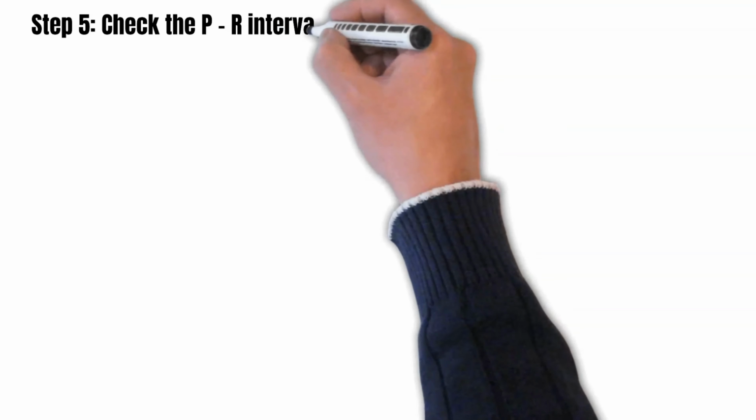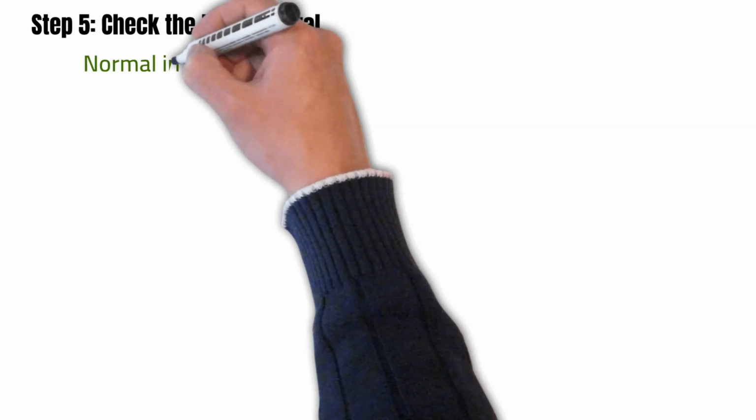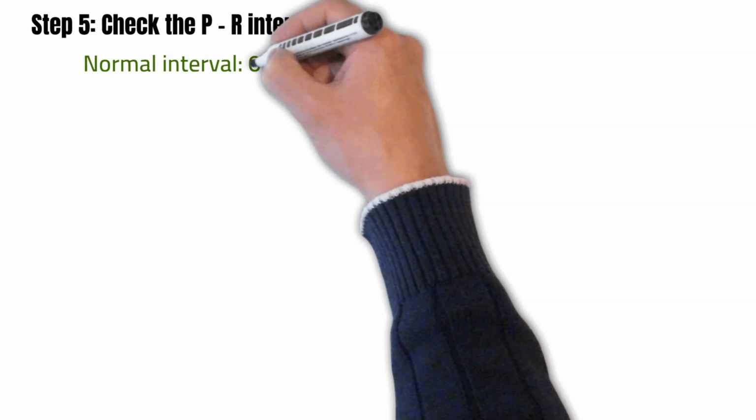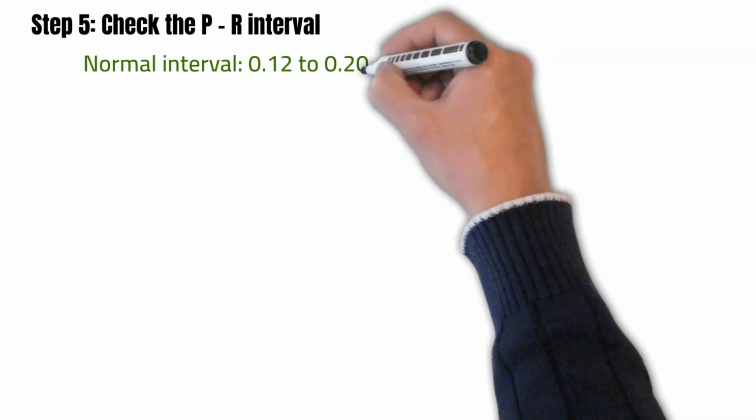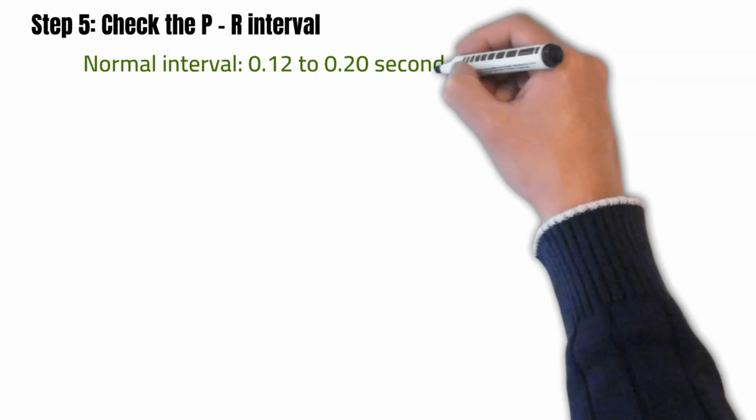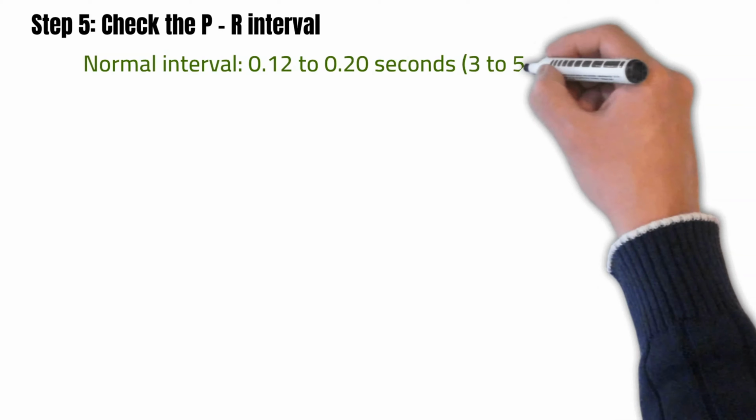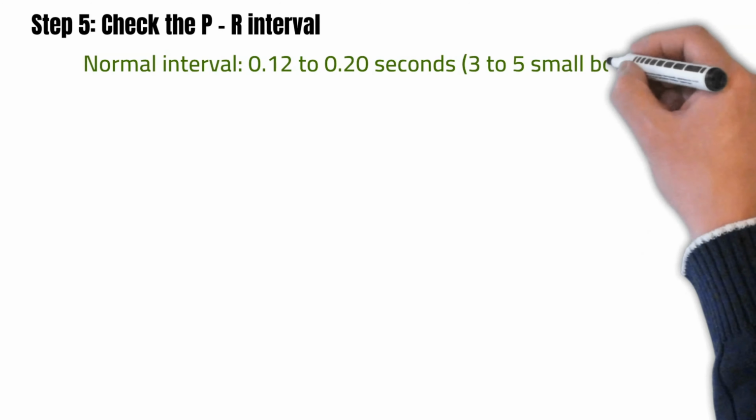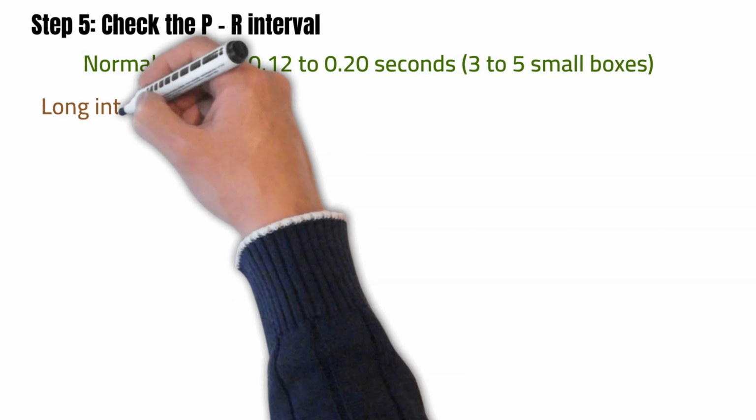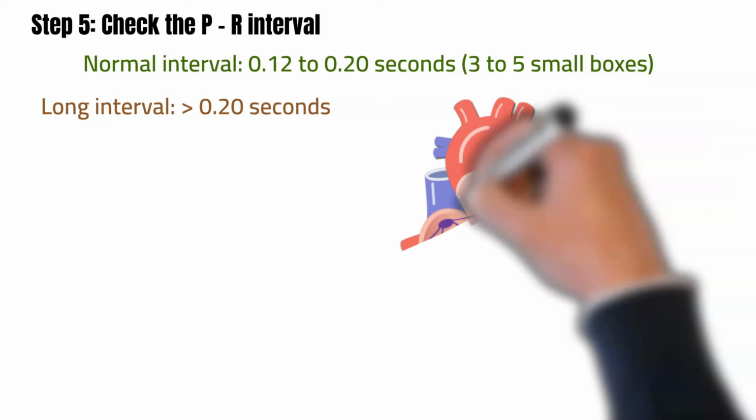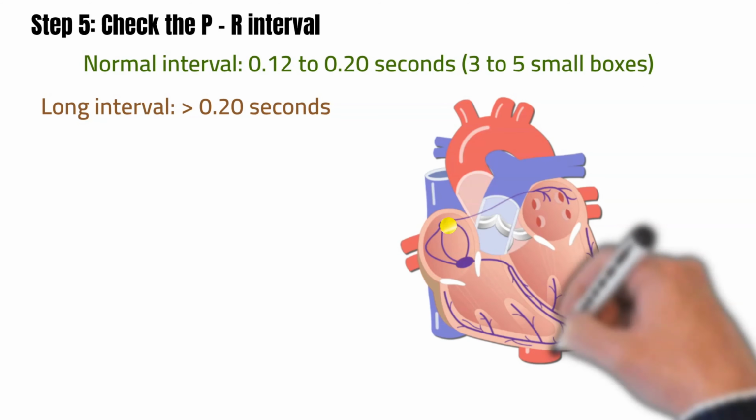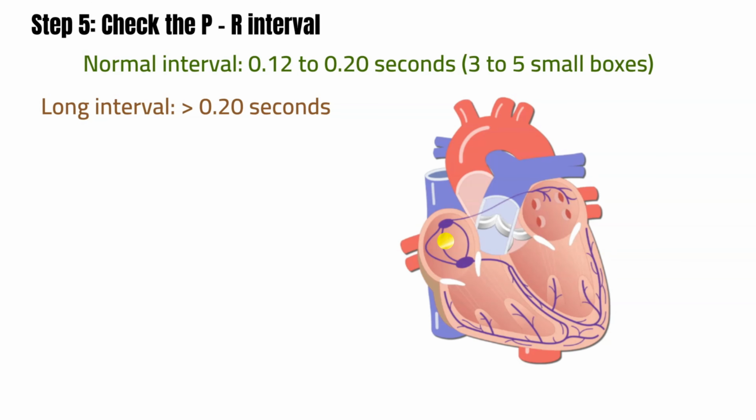Normally, the PR interval ranges from 0.12 to 0.20 seconds in duration, which is equivalent to 3 to 5 small boxes. Variations in the PR interval can be associated with certain medical conditions. A long PR interval over 0.20 seconds indicates a slowing of conduction between the atria and ventricles. Usually, this is due to slow conduction through the atrioventricular node. This is known as first-degree heart block.